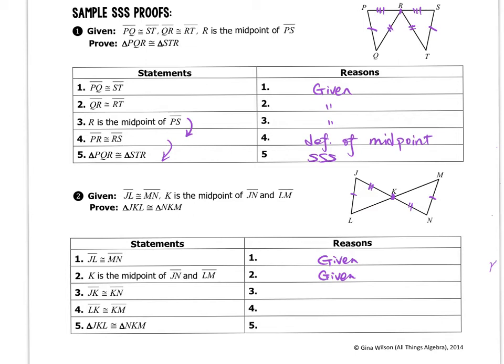So JK is congruent to KN. That's by definition of midpoint. And then, but don't forget there's also LM. So K is also the midpoint of LM. So we draw the conclusion that LK is congruent to KN, also by definition of midpoint. Finally, all three sides are congruent. The triangles are congruent. And that's based on SSS.